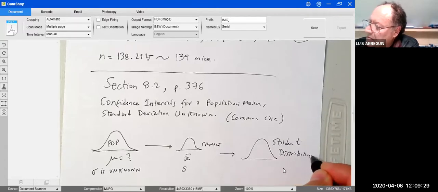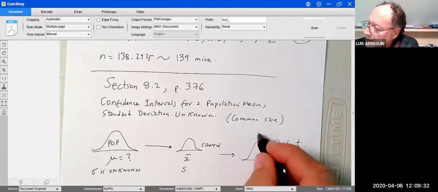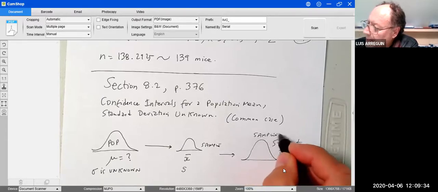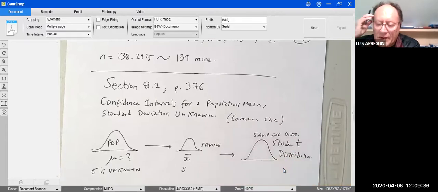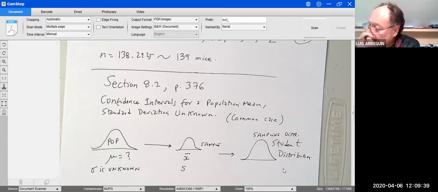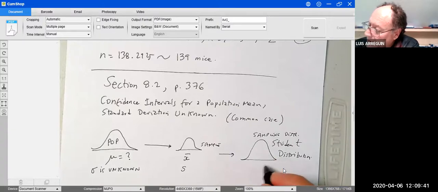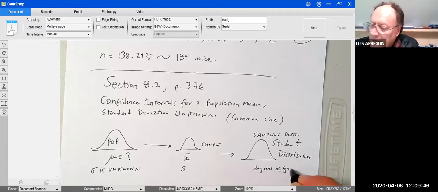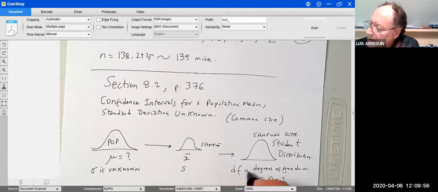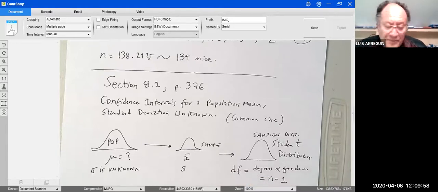The student t distribution is going to be my sampling distribution for the mean. So now I need some information: the degrees of freedom. Those are going to be computed by subtracting 1 from the sample's size. So degrees of freedom is the input value that our student t distribution requires.